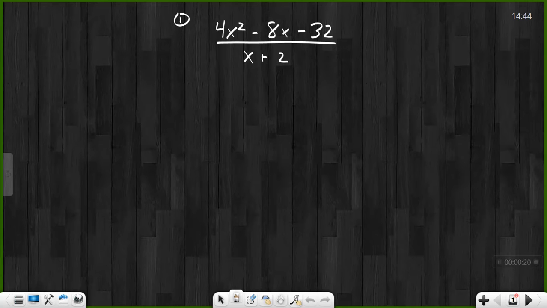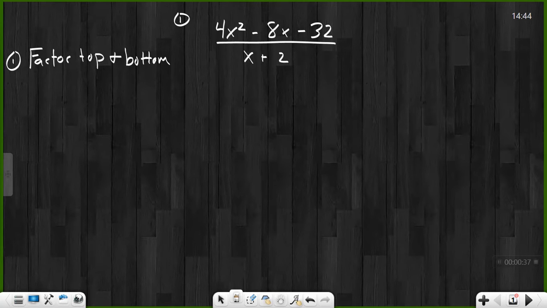When we look at this, the first thing we want to do is always to factor the top and bottom. All right, I'm going to say that right here. Factor top and bottom. All right, factor everything to start.